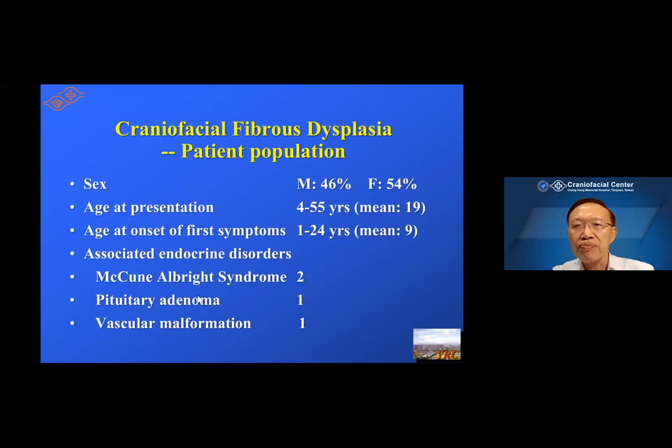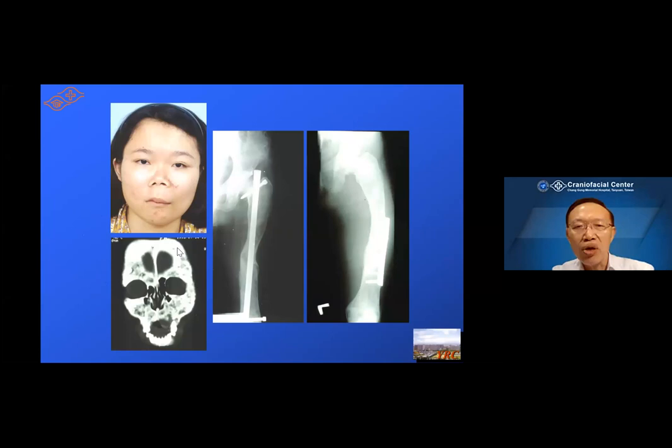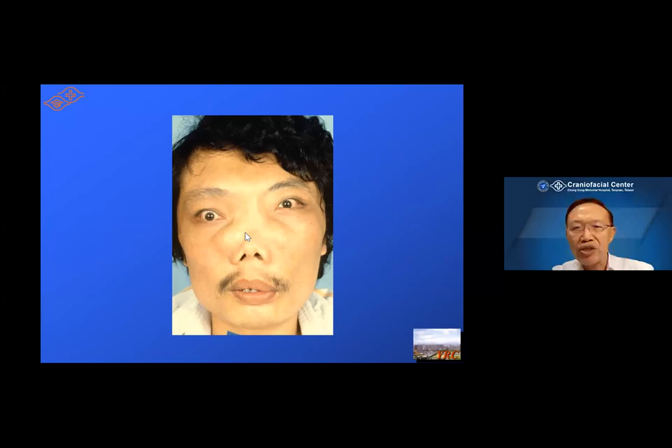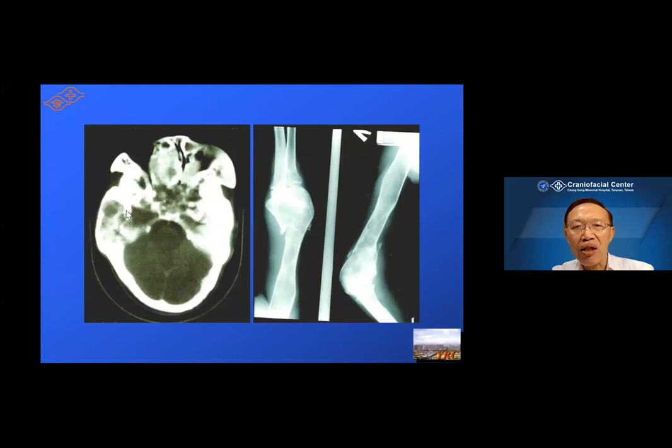Here is a McCune-Albright syndrome patient, a female. You can see the whole skull has a fibrous lesion. She has fibrous dysplasia in the extremity, and you can see there were two fractures. Another one has the whole face with osseous fibrous tissue, and you can see the bulging, just like a lion face. You can see the skull bone like this, and multiple fractures before, and here are the extremities. So this is McCune-Albright syndrome.